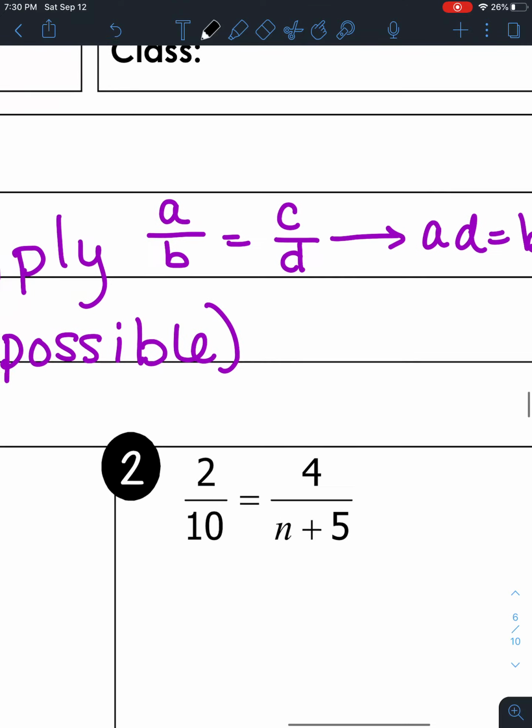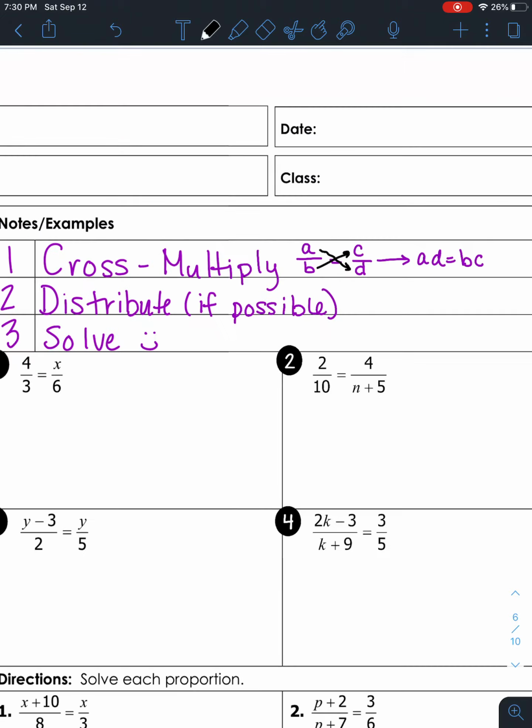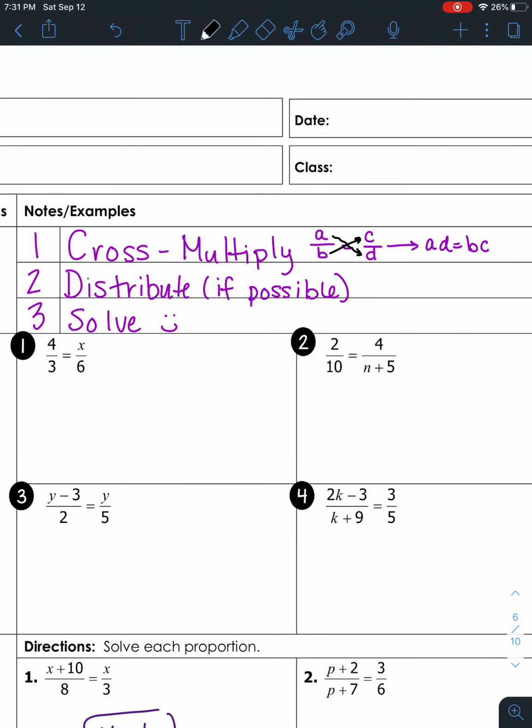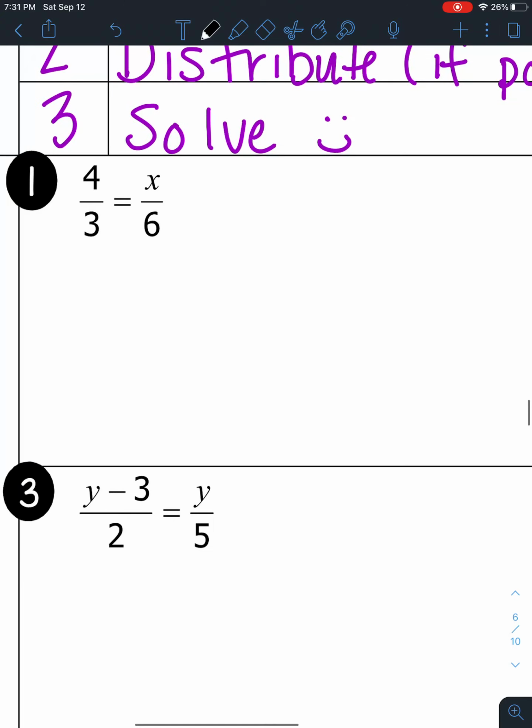You would multiply A times D and B times C. Now sometimes this might require you to then distribute, if possible, and you'll see 2, 3, and 4 are requiring us to distribute. And then finally, once you're there, it should just look like a multi-step equation you're just going to solve. So let's take a look here at number 1. Number 1 is a very basic one.